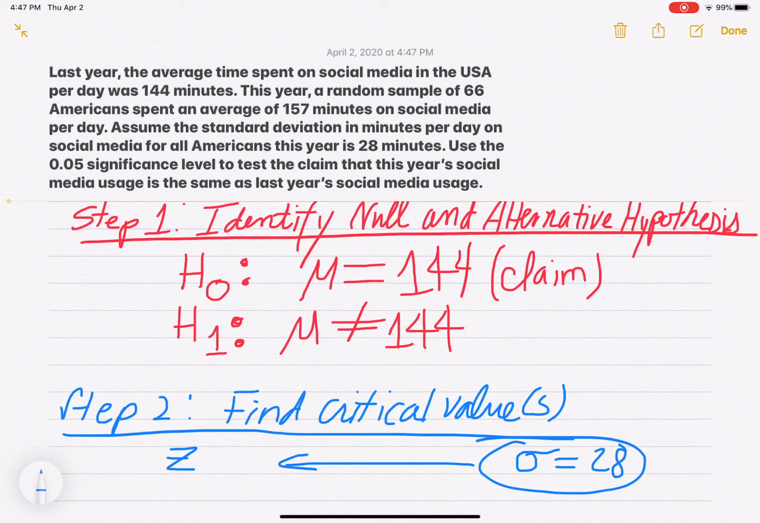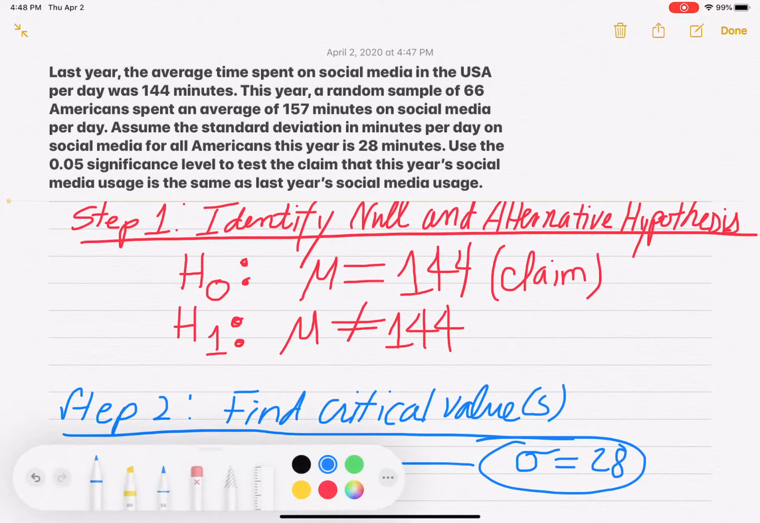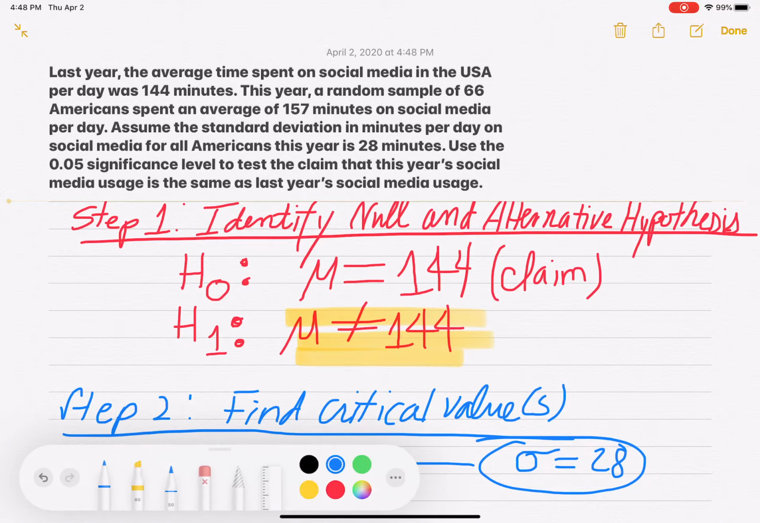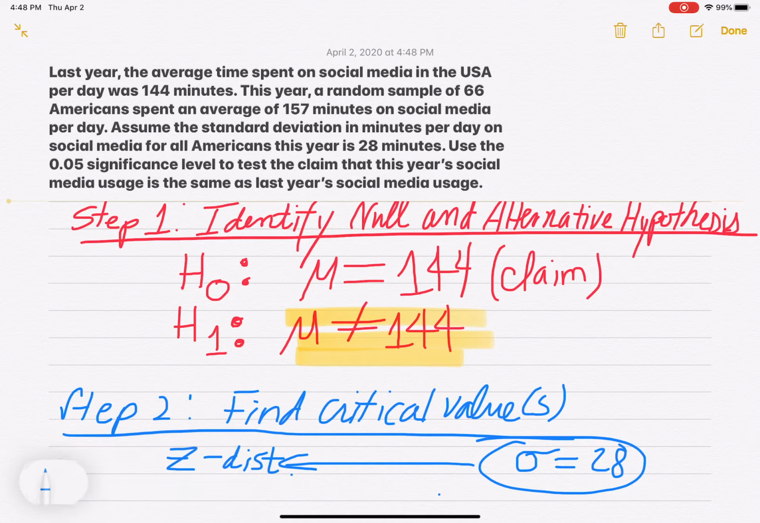So when you have sigma, population standard deviation, you're going to use a Z distribution. All right, next question is how many tails? You're going to do a left tail, a right tail, or a two-tail. Well, what's our alternative? Our alternative is not equal to. So we're going to do a two-tails test.